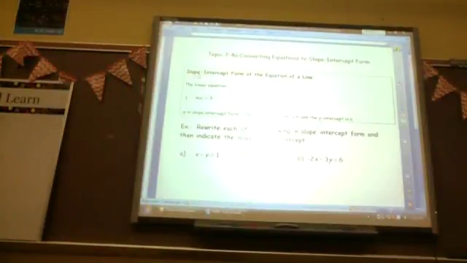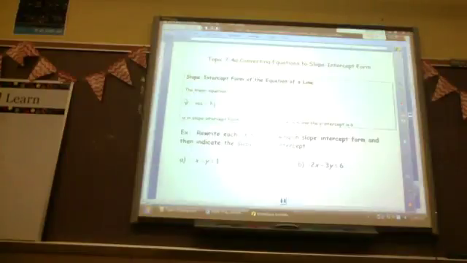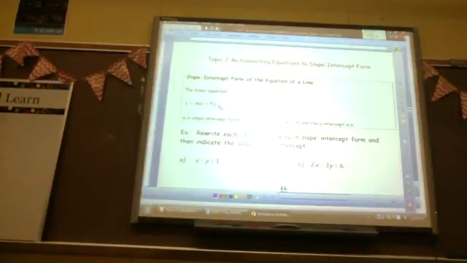When we have something in slope-intercept form, you need to memorize that that's what that means. When I have y equals mx plus b, that is slope-intercept form. And the reason it's called that is because this is the slope and this is the y-intercept right there, right? Those are things that you guys have studied already, a lot of.